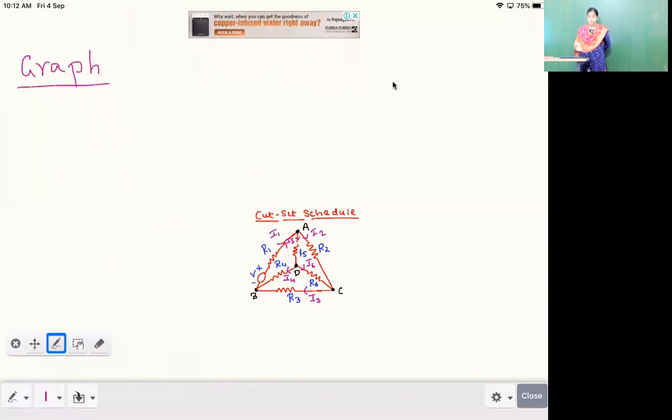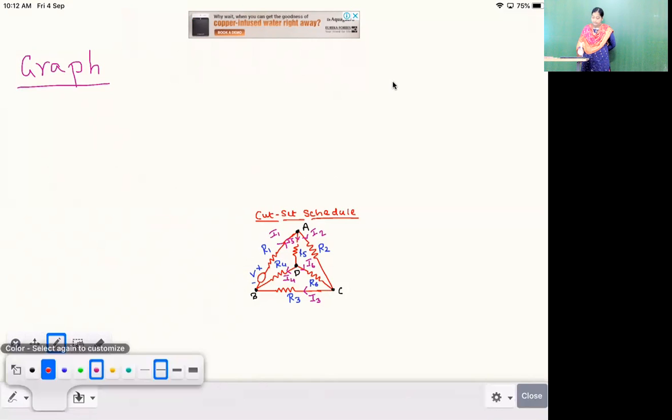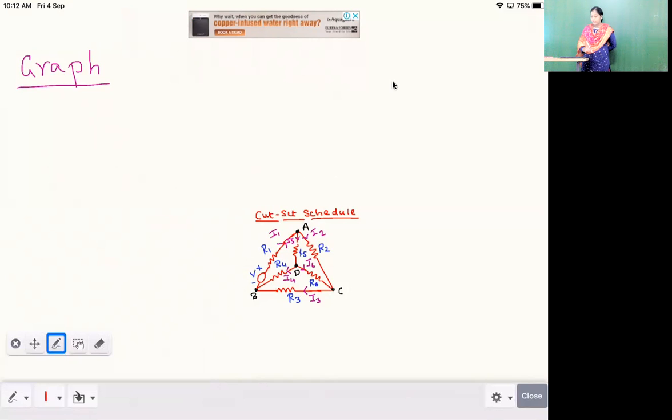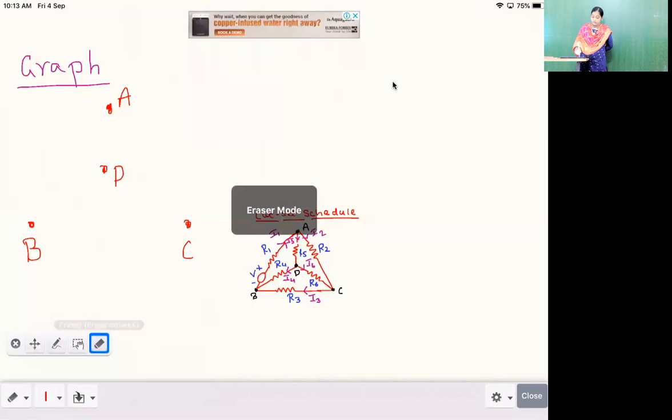Okay, so in order to draw the graph, we know the procedure. So for drawing the graph, let me first mark the nodes here. So my node is A. Here to the left corner we have B, then I have C, then in the middle I am having a node as D, right? So let us first mark all the nodes.